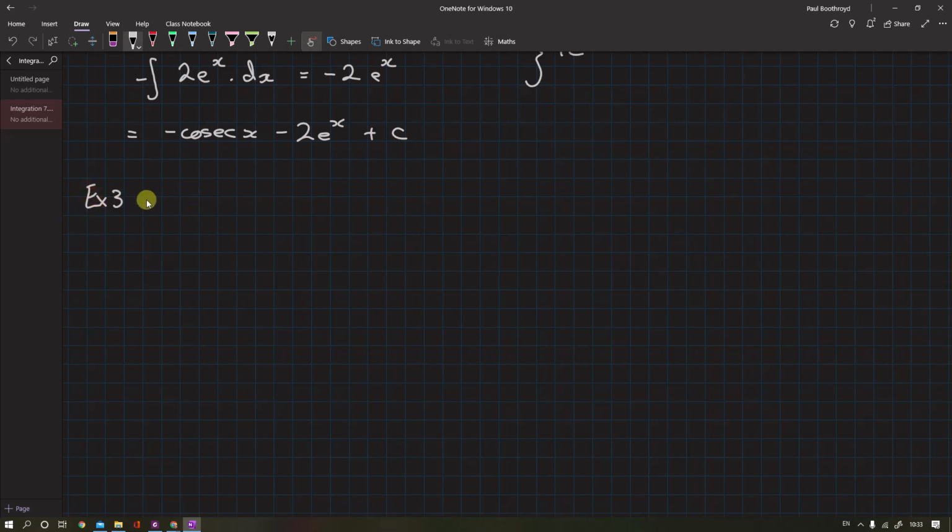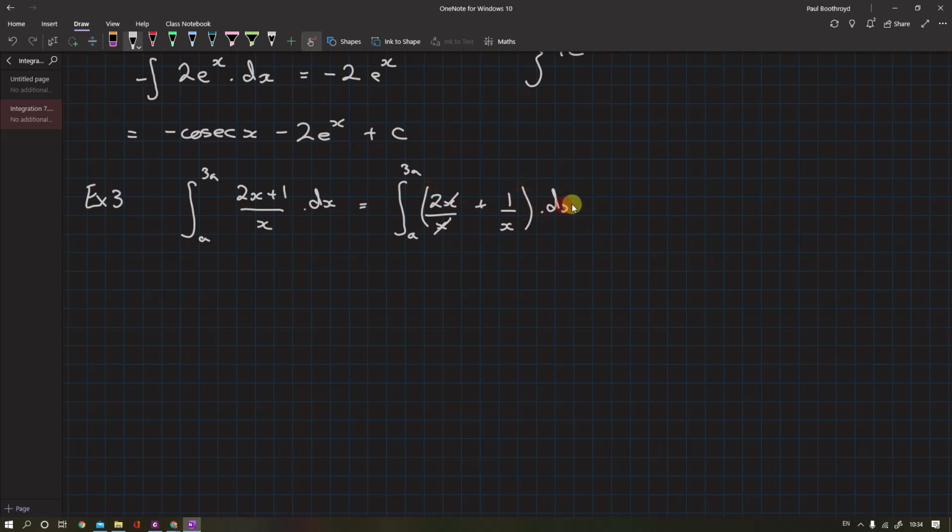Example 3. They want to do the integral from a to 3a of (2x plus 1) all over x with respect to x. And what we have in here is we can expand it first. Don't forget that you can expand these into simpler forms. So 2x over x, the x's cancel, and 1 over x is the thing that's going to give us our log. That's the one that we need to learn.